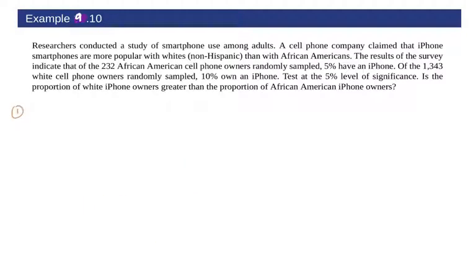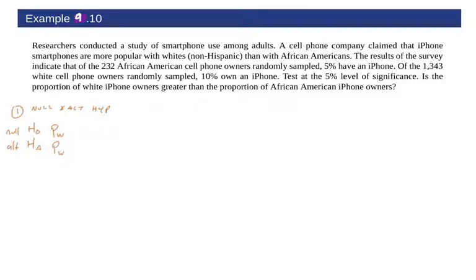Okay, so let's go ahead and try another one here. And again, you could pause it and read through this. And so let's identify the null and alternative hypothesis. So H0, Ha here. We know we're talking proportions, so you could kind of see that there's percentages thrown around. And then we're comparing iPhone users, and they're comparing here African American with white non-Hispanic here.